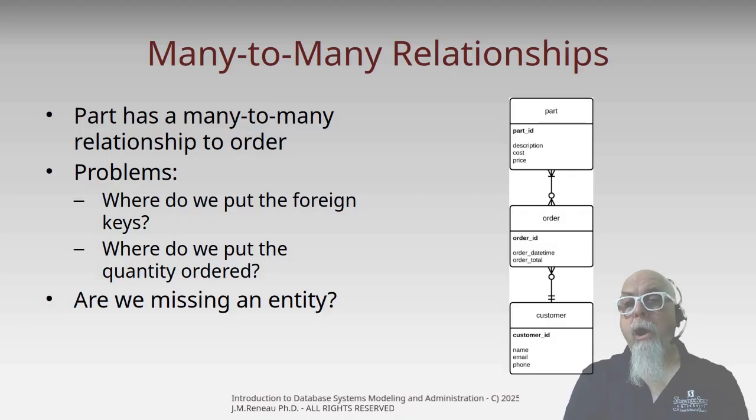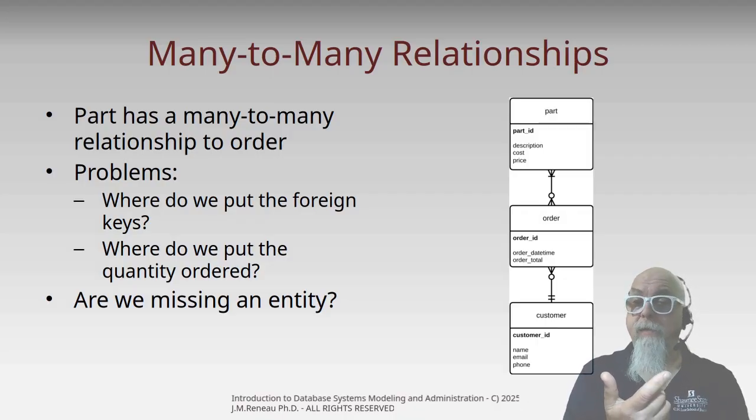Now, connecting order and part. If we put the part ID on the order, then an order could only have one part, couldn't it? If we put the part ID on the order, then an order would only have one part. And if we had two parts on an order, where would we put the second part?